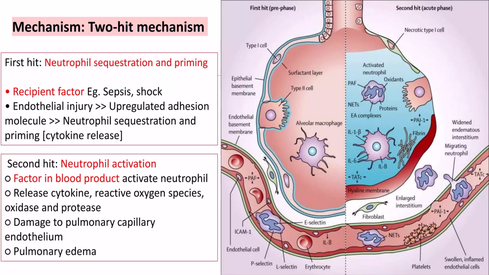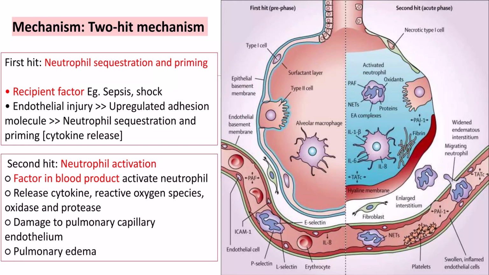The first hit is the neutrophil sequestration and priming. What has happened? The patient factor, that is sepsis, shock, or some kind of surgery, will lead to endothelial injury, which will cause the upregulation of the adhesion molecules, and the neutrophils are sequestered and priming occurs, that is the cytokine release.